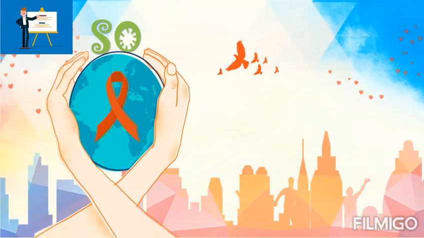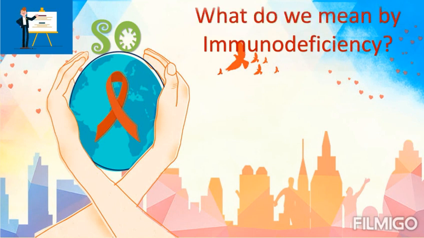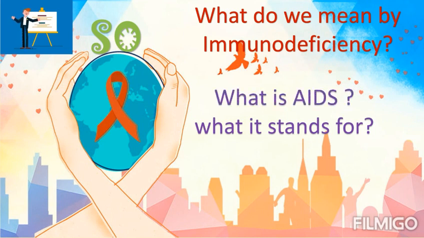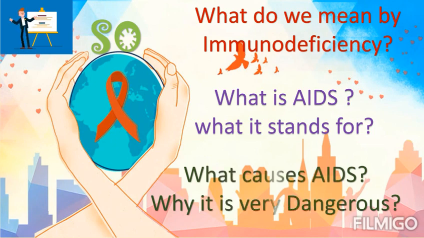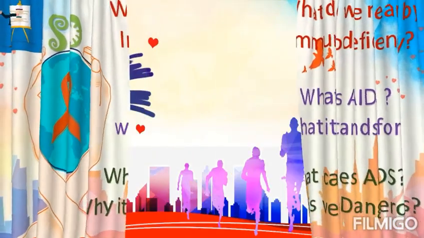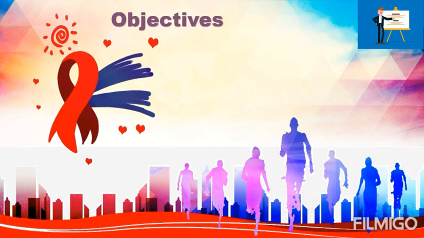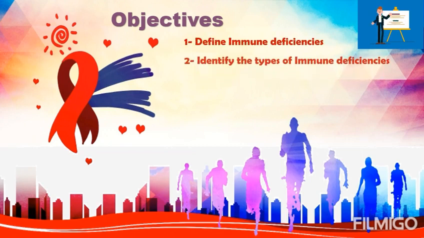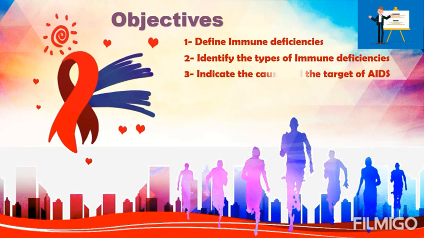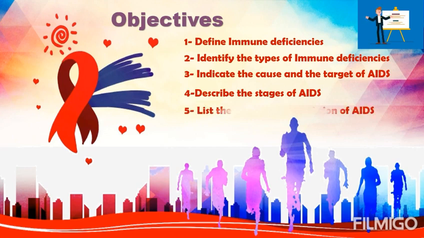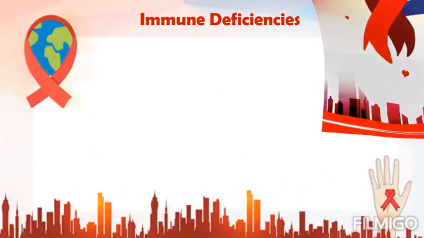So, what do we mean by immune deficiency? And what is AIDS and what does it stand for? What causes AIDS? And why is it a very dangerous disease? At the end of this topic, we are going to learn the following objectives. We're going to define immune deficiencies, identify the different types of these deficiencies, indicate the cause and the target of AIDS, describe the stages of AIDS, and finally list the modes of transmission of AIDS.